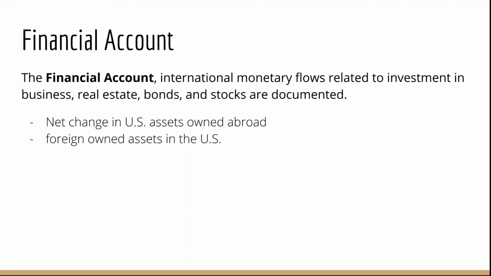So lastly, we're going to be focusing on the financial account. In the financial account, international monetary flows related to investments in business, real estate, bonds, and stocks are documented. Also included are government-owned assets such as foreign reserves, gold, special drawing rights, or SDRs, held with the International Monetary Fund, known as the IMF, private assets held abroad, and direct foreign investments. Assets owned by foreigners, private and official, are also recorded in the financial account. So they talk about net change in U.S. assets owned abroad, and also foreign-owned assets in the U.S.